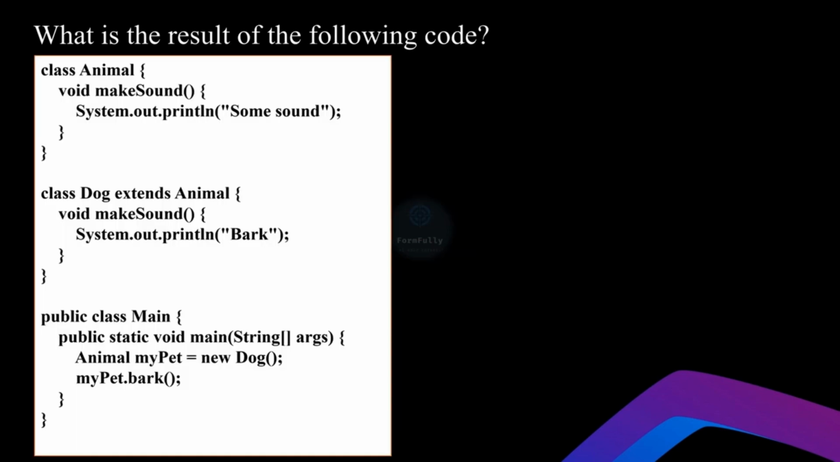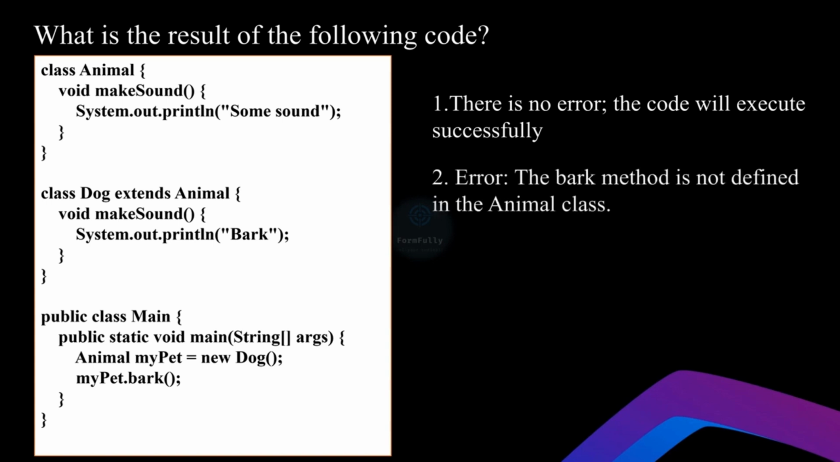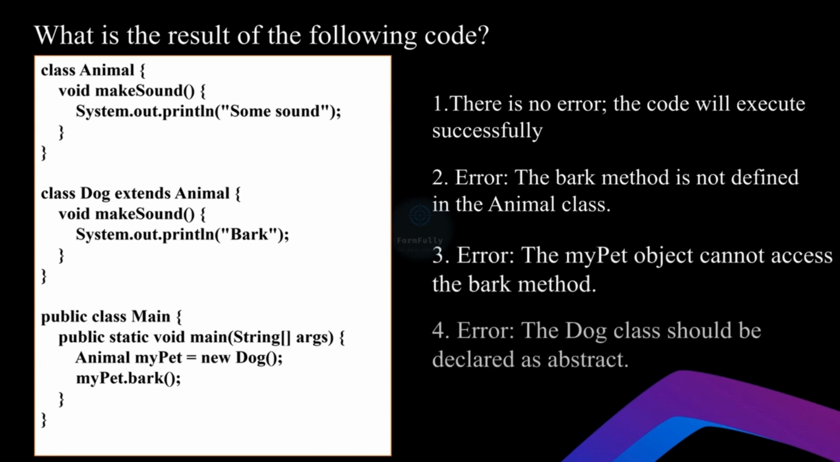Moving to the next snippet question, what is the result of the following code? There is no error, the code will execute successfully. Error, the bark method is not defined in the animal class. Error, the myPet object cannot access the bark method. Error, the dog class should be declared as abstract. First think about the code and get ready with your answer.